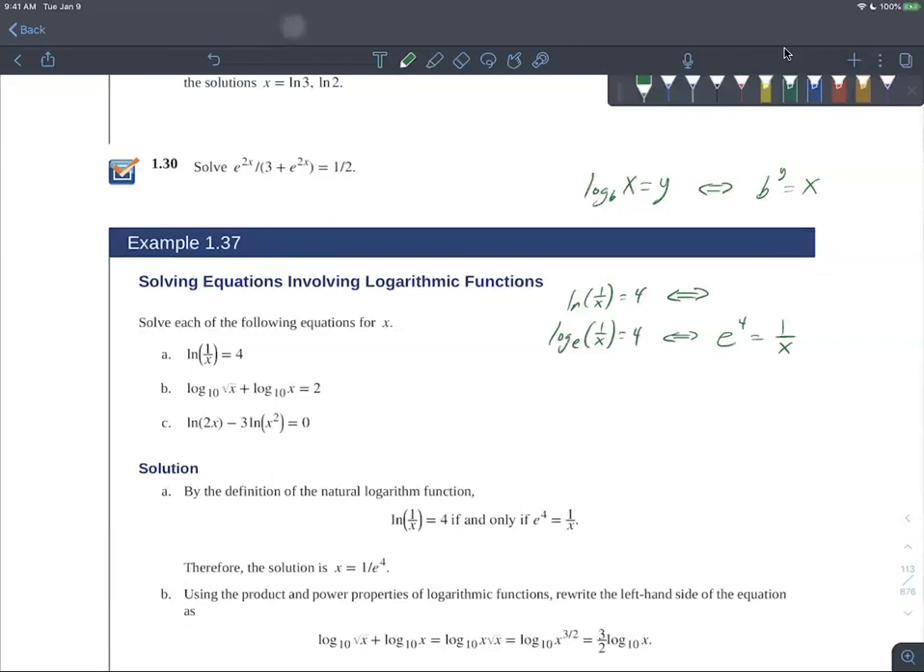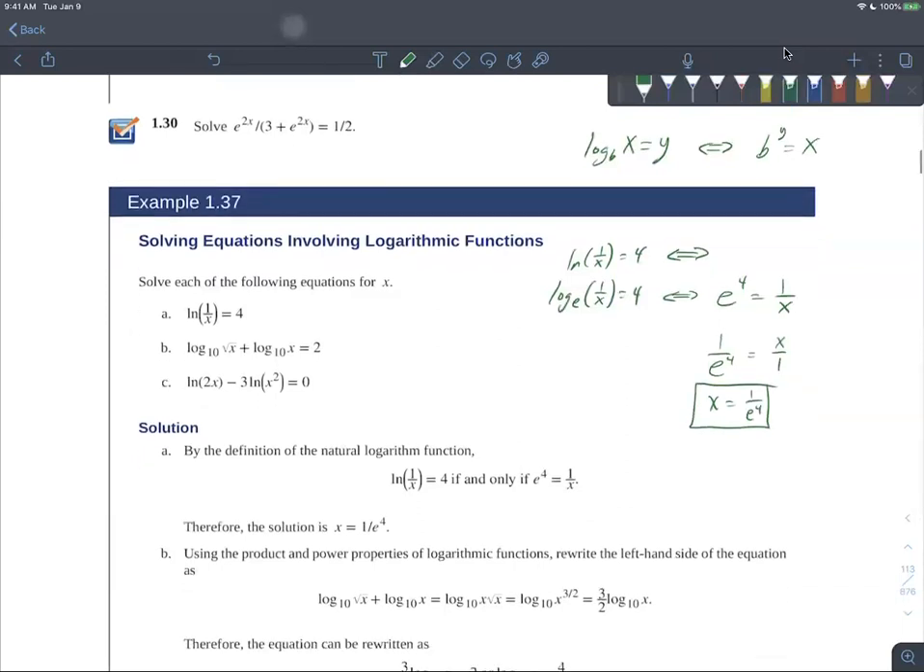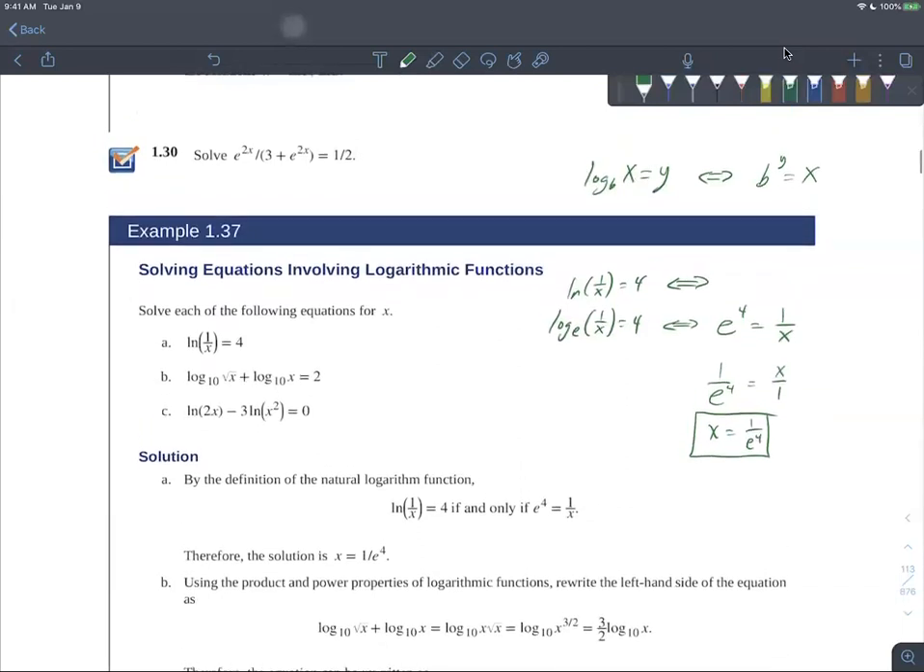Okay, and then we can solve this for x. There's actually two ways. The easiest way is, if we have two things equal to each other like this, we can just take the reciprocal of the left-hand side, which is x over 1, and the right-hand side. That's a nice little trick. And so x is equal to 1 over e to the 4. Bam. Okay, very nice. Let's move that aside.